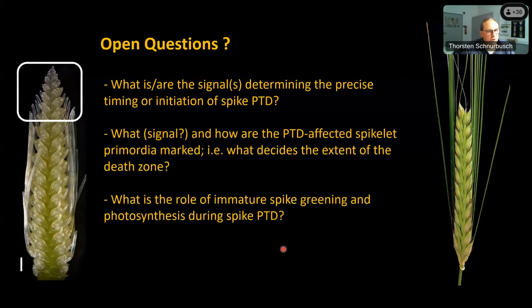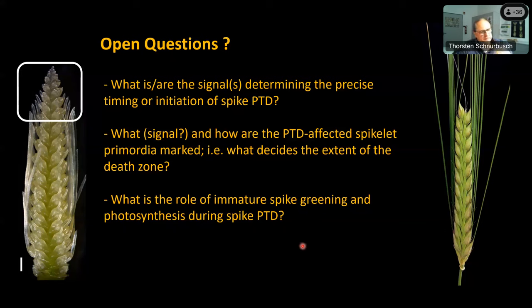However, there are still a few open questions related to this. What we still don't understand is what the signals are that determine the precise timing or initiation of spike PTD. That is pretty clearly not known until now, and we don't really have a clue here. Another question is, how is the PTD affected spikelet primordia marked, and in this case, what decides the extent of the death zone? In other words, how does this degeneration process actually stop, and what decides the stop of the degeneration process?